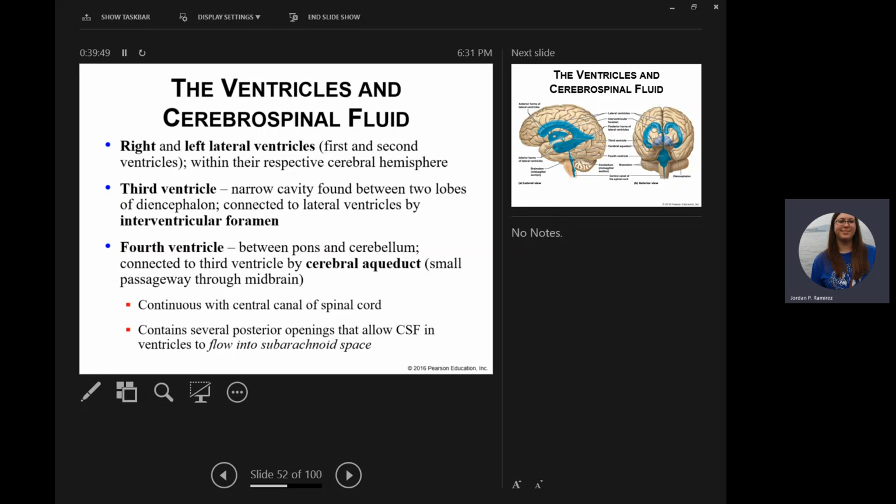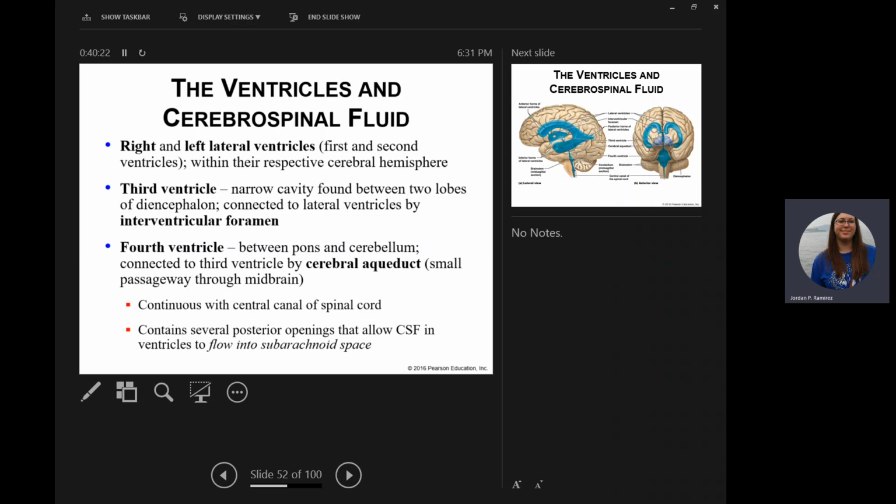Left and right lateral ventricles are found within their respective cerebral hemisphere, left or right. Third ventricle is a narrow cavity found between the two lobes of the diencephalon. It is connected to the lateral ventricles by the ventricular foramen. Again, foramen is basically a little hole. All right, so the fourth ventricle is between the pons and the cerebellum. It's connected to the third ventricle by the cerebral aqueduct, which will come into play here in a minute. It's basically a small passageway through the midbrain.